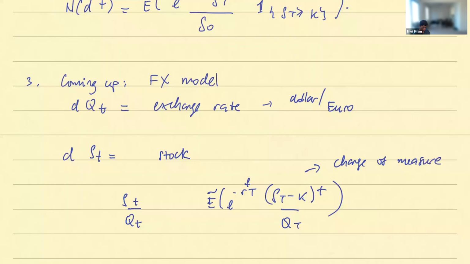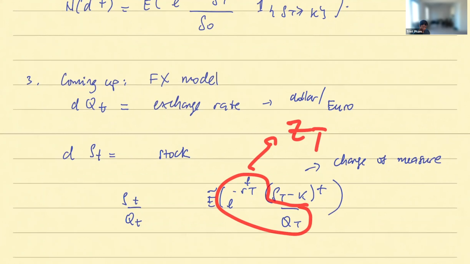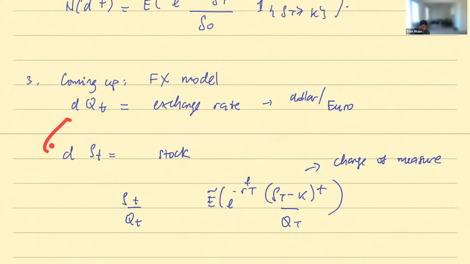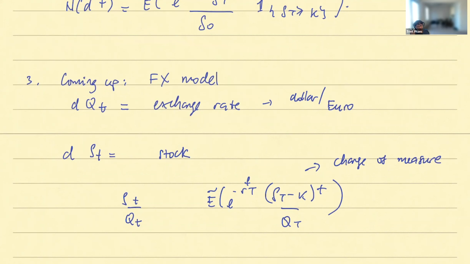Why? Because this guy right here will be your ZT. You are converting from the framework of the domestic risk neutral probability to a foreign risk neutral probability. You're looking at the European market where their denomination, their money, their currency is random because of the random interest rate. Sorry, random exchange rate.